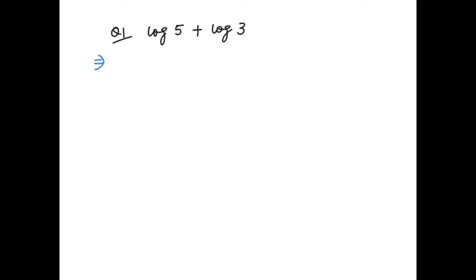Let's do some practice. In the first question, log 5 plus log 3. Here we can use the laws of logarithm in which both the log terms have the same base. If it's not mentioned, it means it's 10. So you can say log 5 times 3. If the two numbers are adding together in log, then it will be multiplication. So log 15 is the answer.